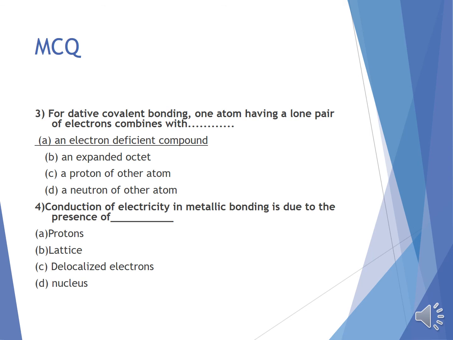The conduction of electricity in metallic bonding is due to the presence of which of these: proton lattice, delocalized electron, nucleus. In metallic bonding, we observe that kernels, or the positively charged nuclei, are surrounded by free electrons. Due to these free electrons, conductivity, malleability, and ductility are shown by the metals. So the answer is delocalized electrons.